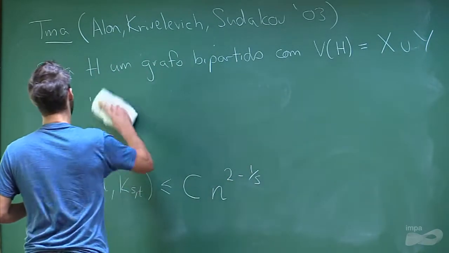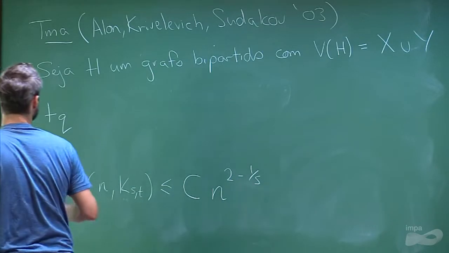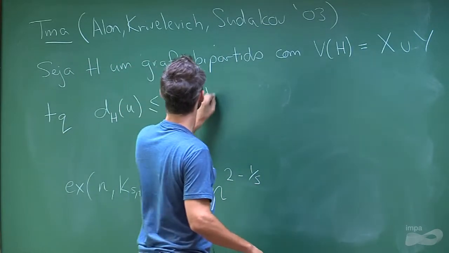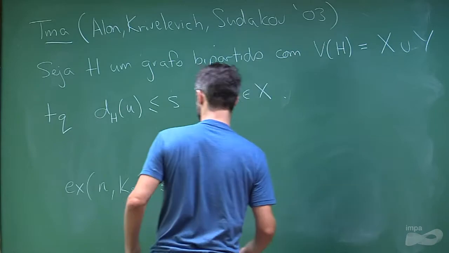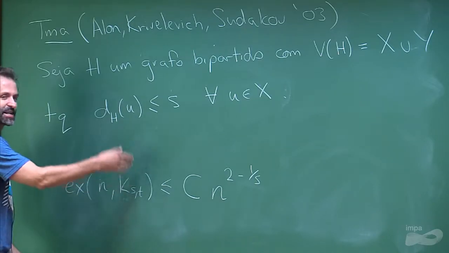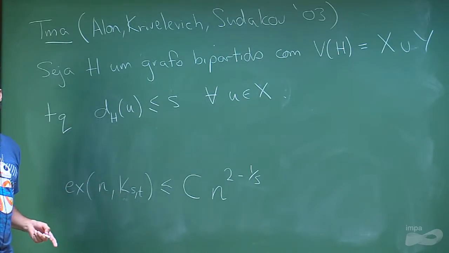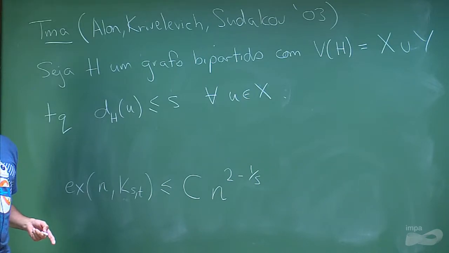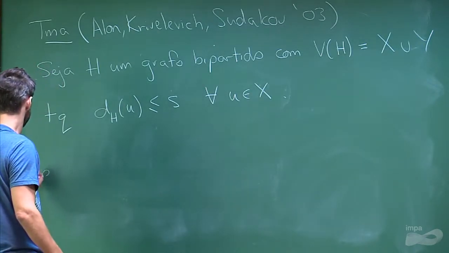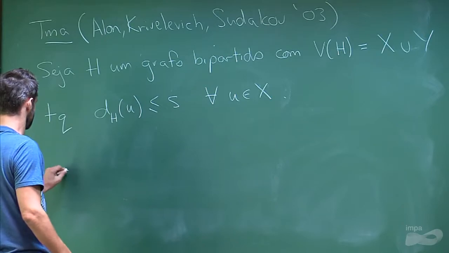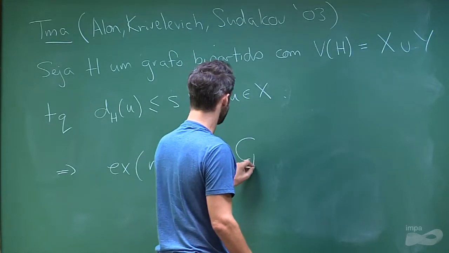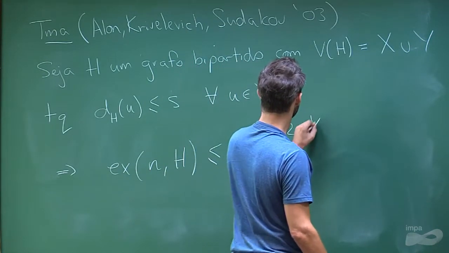The degree of u is at most S for every u in X. Okay? So this would be true for this graph. Every vertex in the side with T elements has degree S. Right? And the conclusion is the same. The extremal number of H is at most some constant depending on H times n to the 2 minus 1 over S.